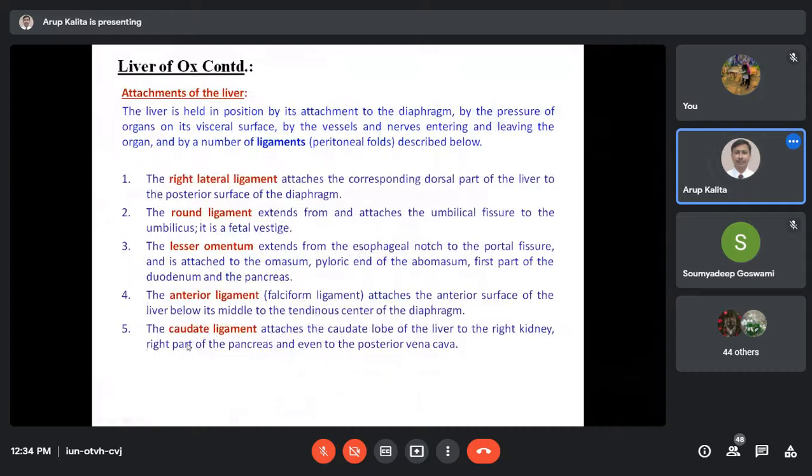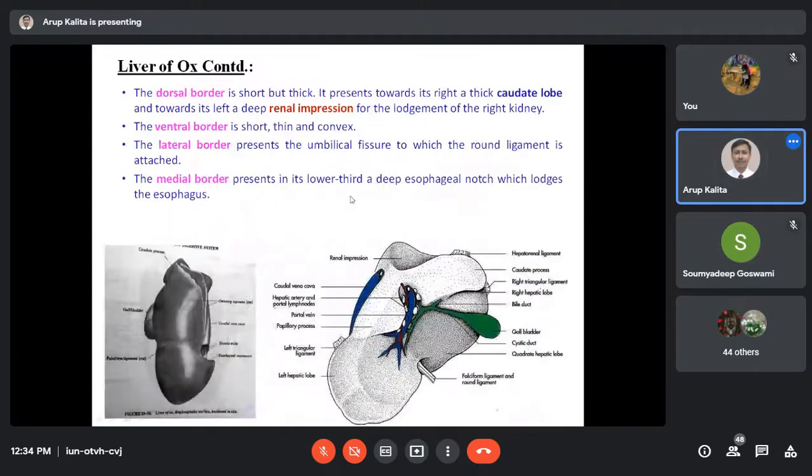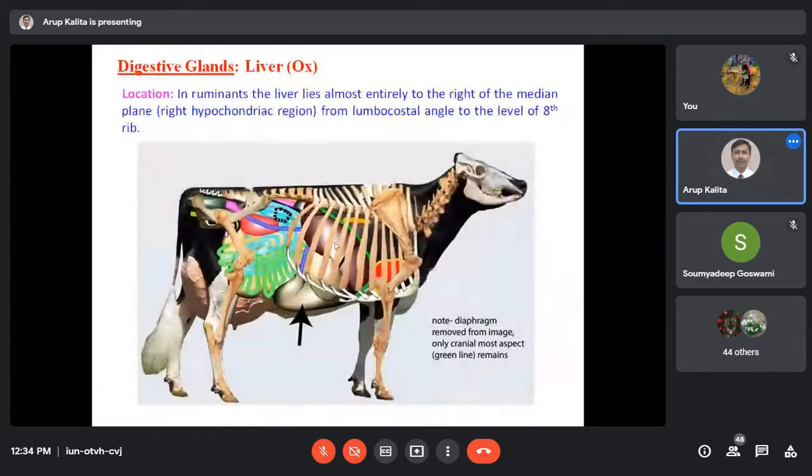Next, the caudate ligament attaches the caudate lobe of the liver to the right kidney. I already told you. Here you see, the right kidney is located here. So there is an attachment between the right kidney and the liver, and that ligament is called the caudate ligament.